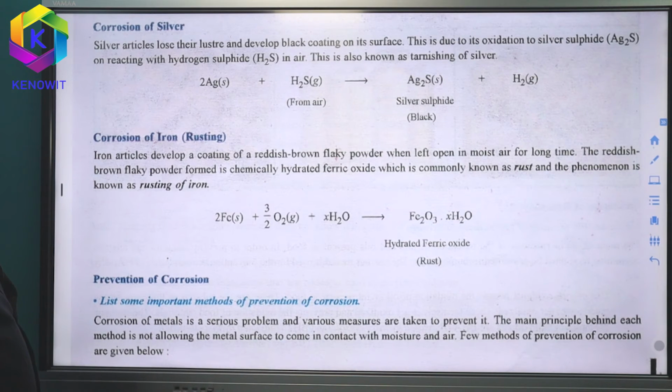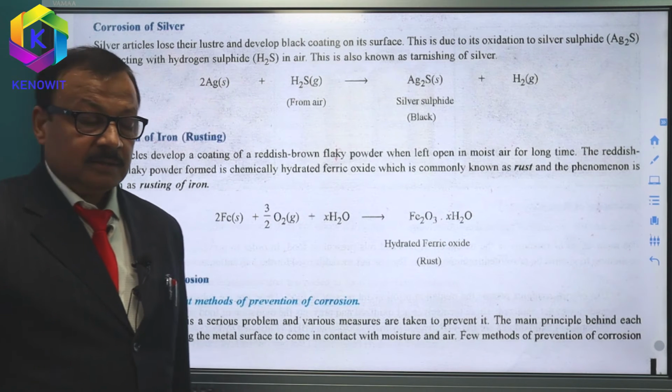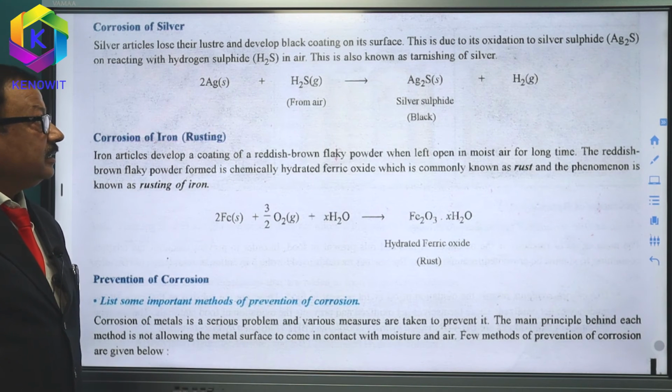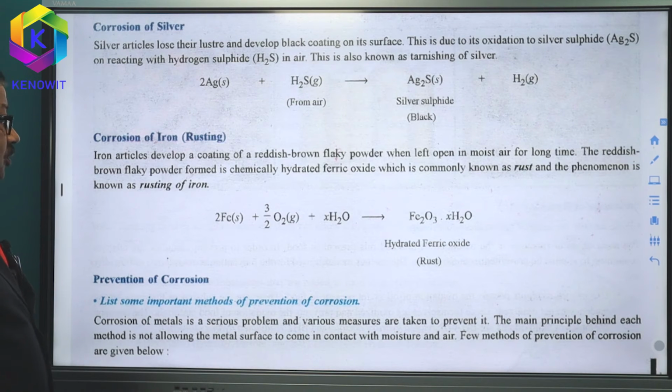So silver combines with air. Air contains H2S. H2S has a rotten egg-like smell and gives silver sulfide, black in color. Corrosion of iron: iron combines with 3/2 molecules of oxygen and X amount of moisture, and they form hydrated ferric oxide, Fe2O3.XH2O, which is rust.